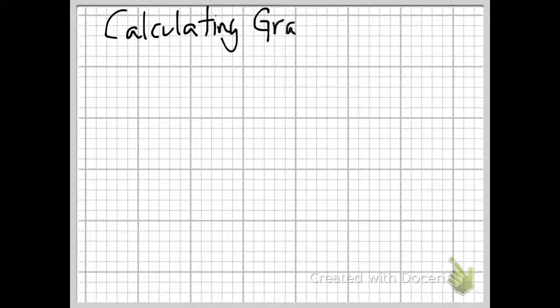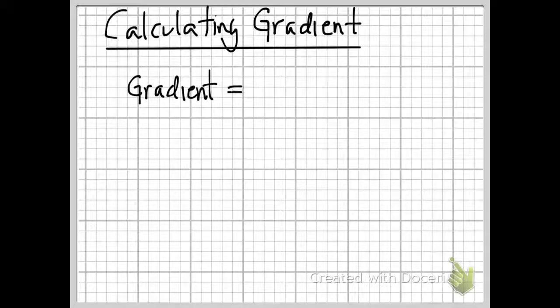Let's talk about how to calculate gradient. There's a formula for calculating gradient, and it goes like this: gradient equals rise over run. If you don't already have that memorized, you're going to want to work on that. Write it down. Remember that. Gradient equals rise over run.